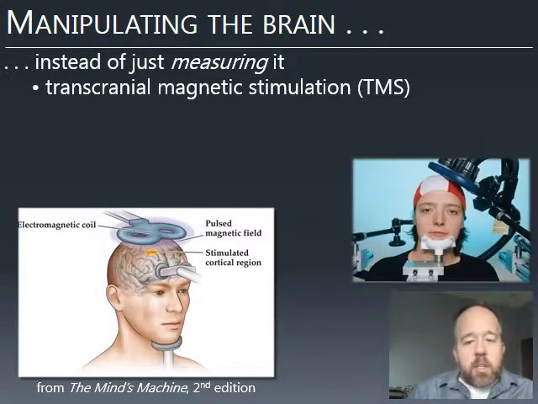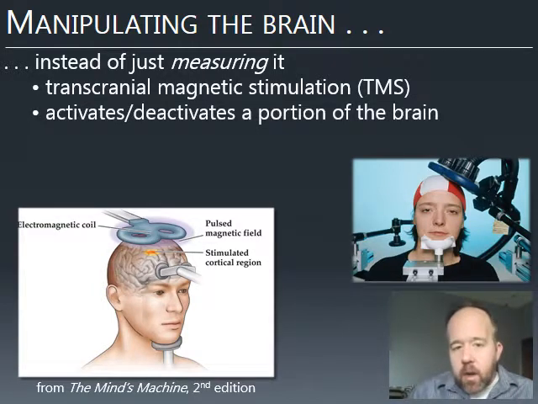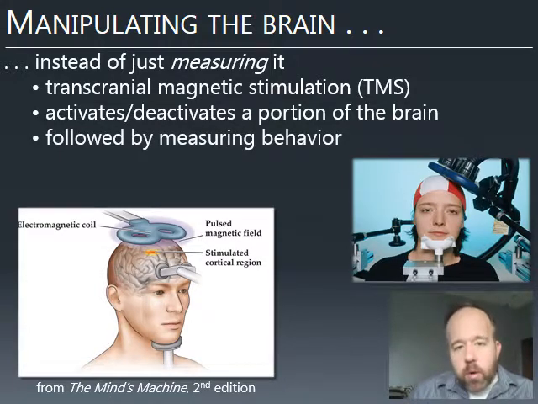And what this technique does, and this is a real-life person depicted here, this technique uses a magnetic field to either activate or deactivate a portion of the brain. Depending on how the machine is used, it can do either. So it can induce activity, it can make action potentials happen within neurons, or it can deactivate a region of the brain. And you can see differences in behavior afterwards.